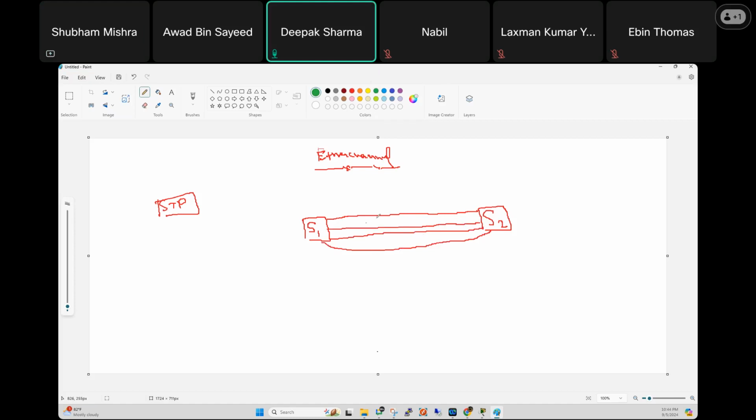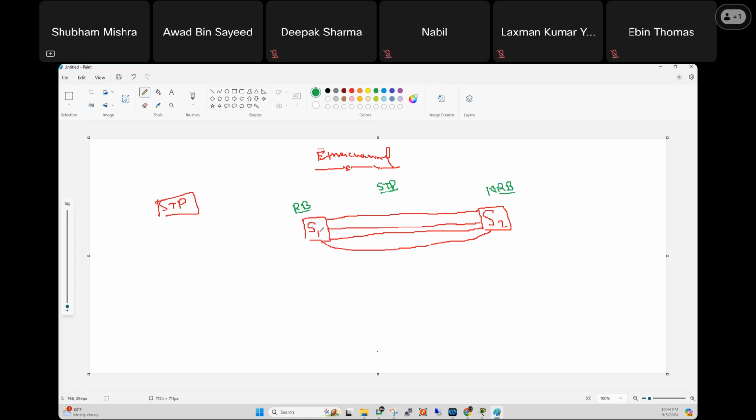By default, on every switch STP is enabled. It means among these 2 switches, one switch will become the root bridge and one switch will become the non-root bridge. Yes or no? For example, switch number 1 is the root bridge and switch number 2 is the non-root bridge.